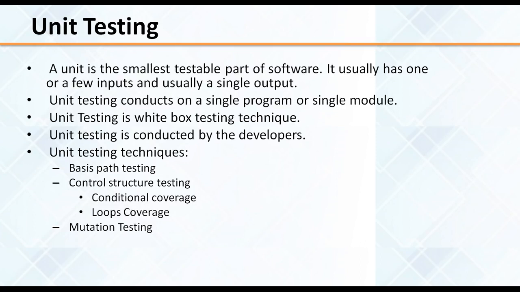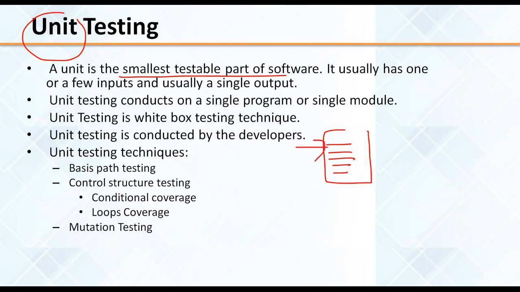Unit testing. Unit testing is the smallest testable part of the software. It usually has one or a few inputs and usually a single output. So unit testing is nothing but a single program or single component or single unit. To this unit we give some input and test whether we are getting proper output or not. So unit testing is conducted on a single program or single module.